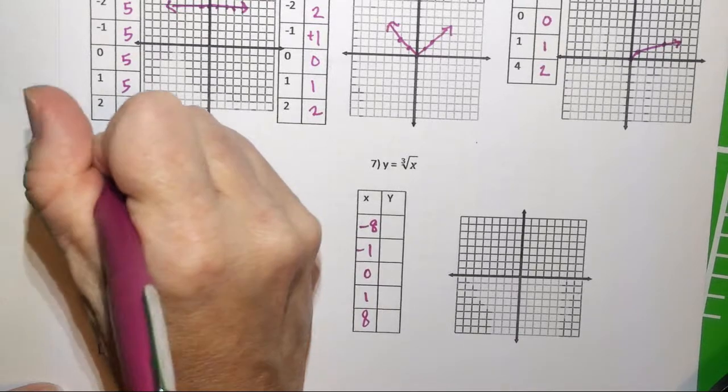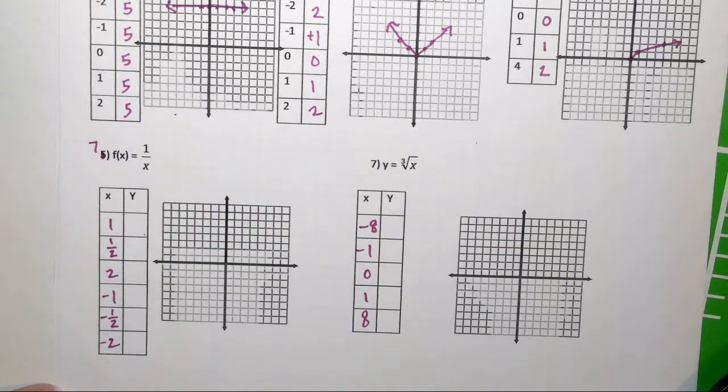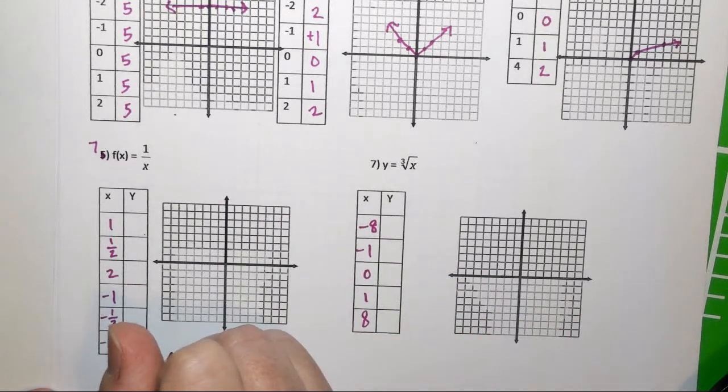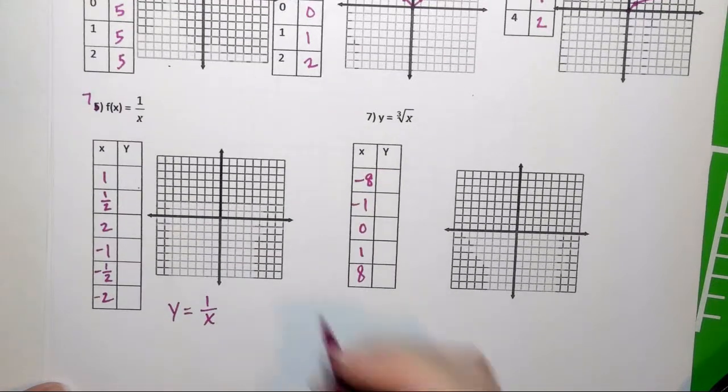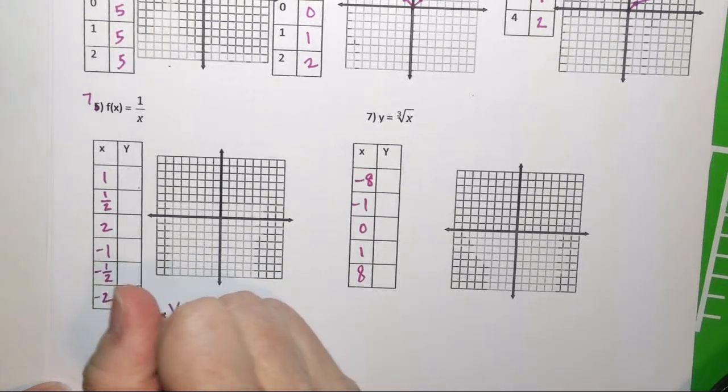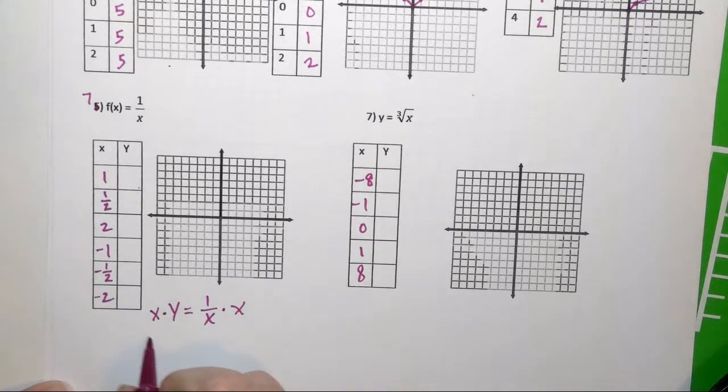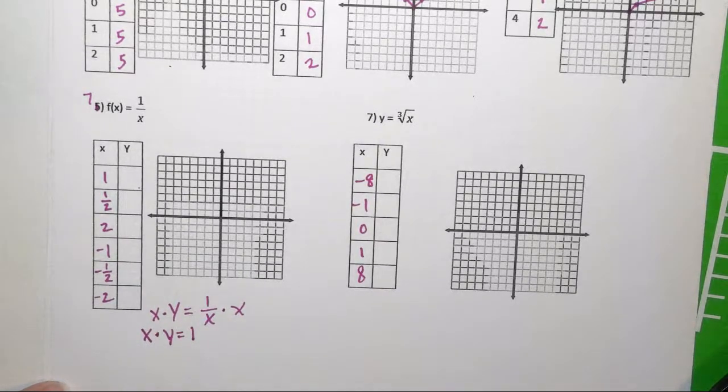This is really number 7. So let's look at number 7 now. 1 over x. If we rearrange this equation and we write it as y equals 1 over x, and then we multiply both sides by x to get rid of this fraction, that gives us x times y equals 1. So now we want to think of two numbers that are inverses of each other that are going to multiply together to make 1.